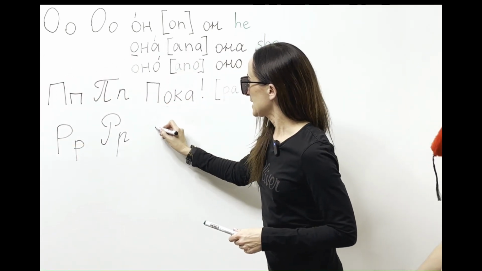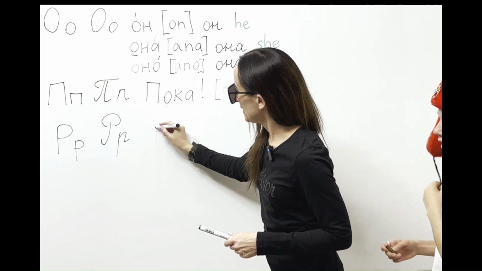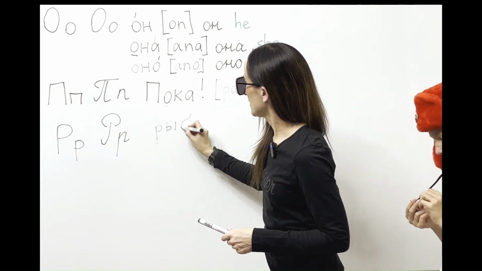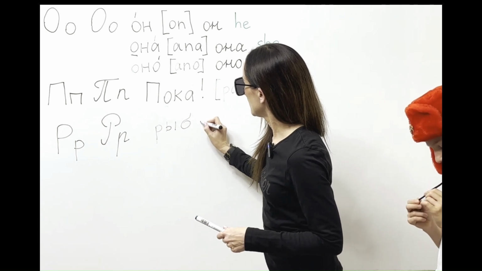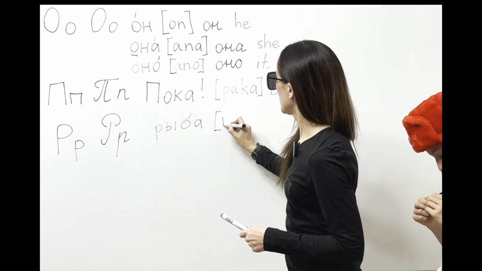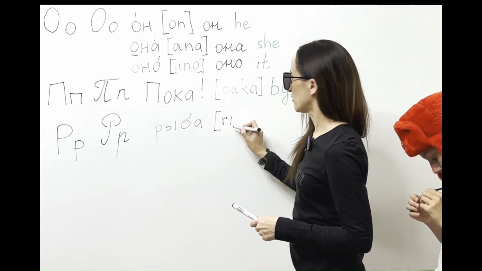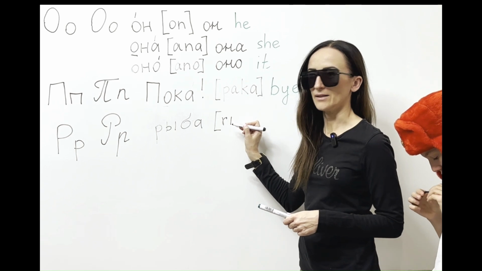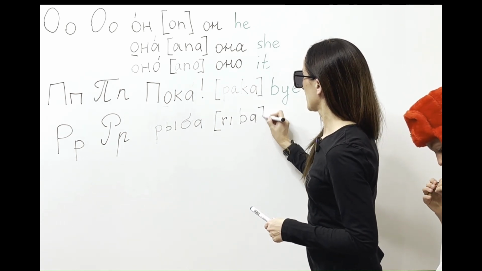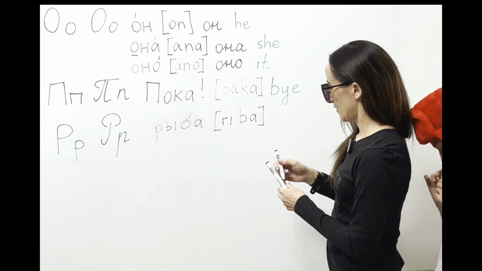The word is riba, probably. Рыба. It's a fish. Riba. So this letter will represent the sound U. Riba. Рыба. Fish.